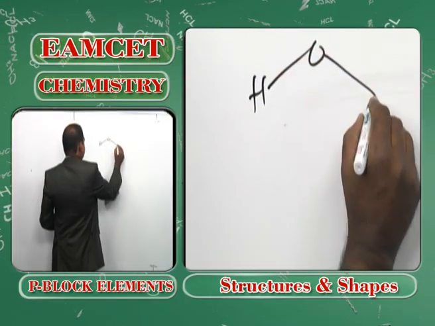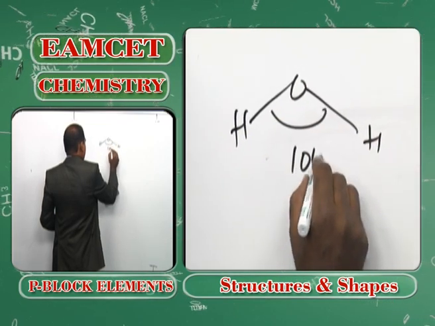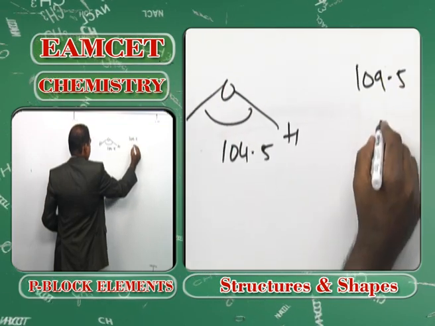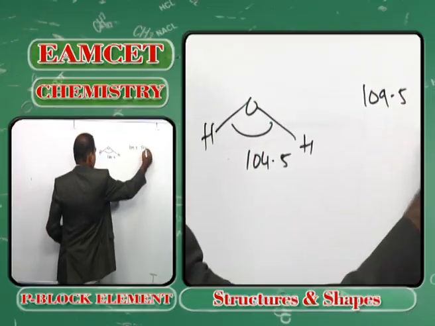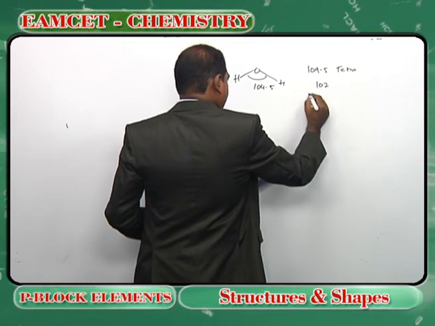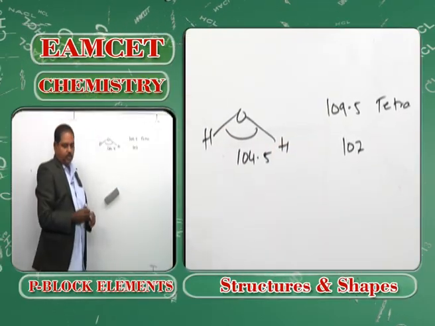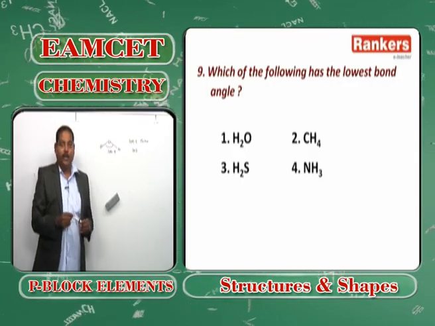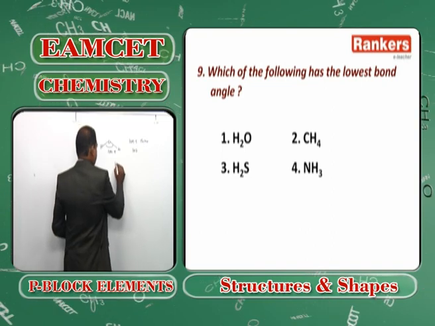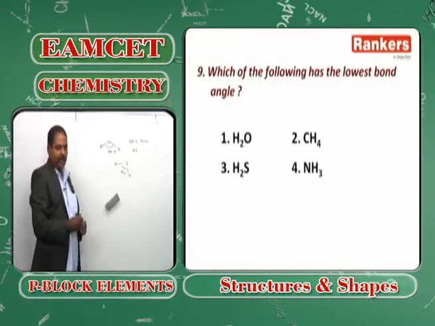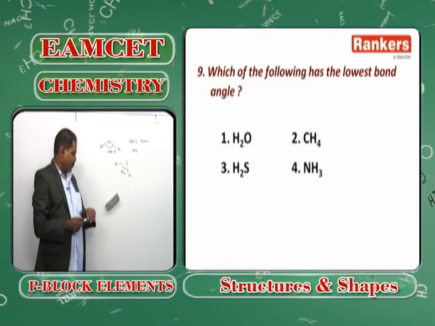Which of the following has the lowest bond angle? H2O, the bond angle is 104.5, less than the tetrahedral angle 109.5. Pyramidal will be slightly less, 107, and bent will be further less. CH4 is tetrahedral, 109.5, and in H2S the bond angle is just 92. So, this has the smallest bond angle. The answer is option number 3.